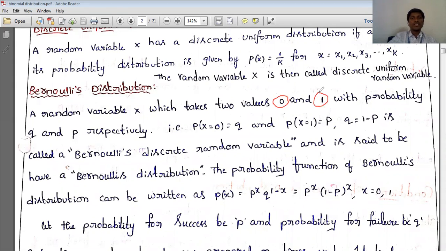So simply we can say that 0 is nothing but failure, and 1 is number 1 position, representing success, right? So with probability q and p respectively, that is simply what we are writing. q is P of X equal to 0, and p is P of X equal to 1, and the relation between these two is p plus q is equal to 1. Then q is equal to 1 minus p. That only here we wrote.